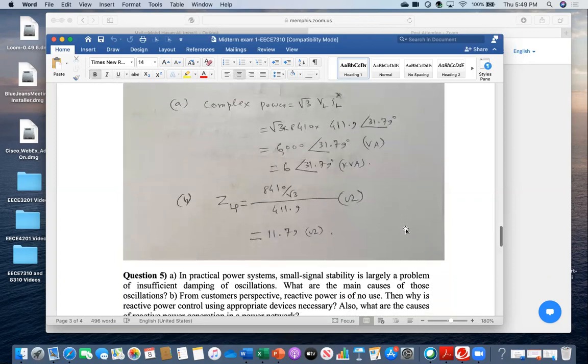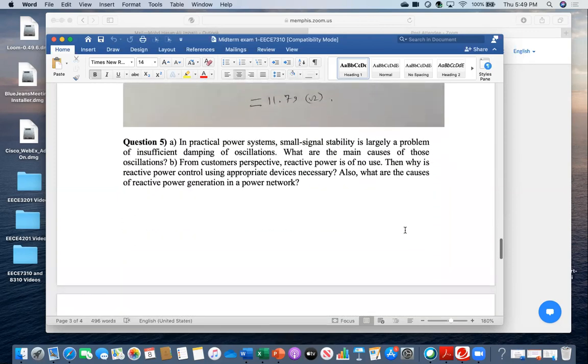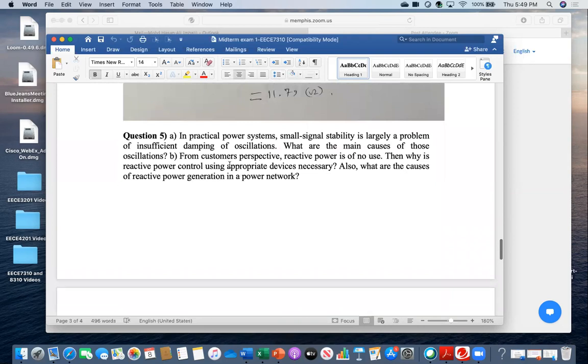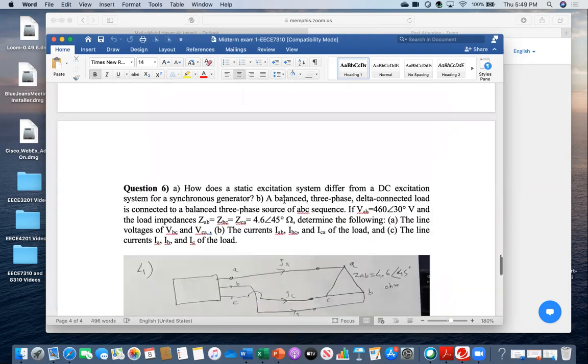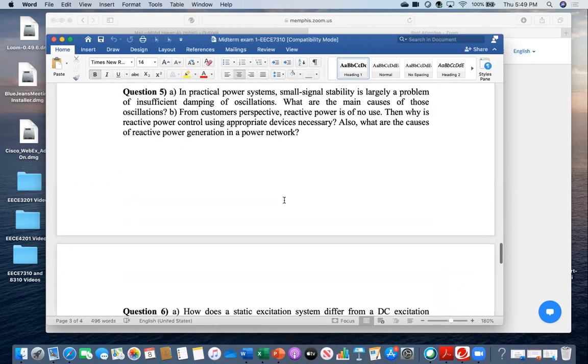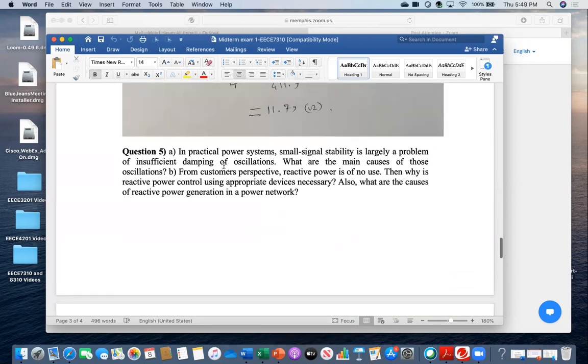Okay, so moving forward, here there is no numerical problem. In practical power systems, I think these two questions were probably different for Masters and PhD. In practical power systems, small signal stability is largely a problem of insufficient damping of oscillation. What are the main causes of those oscillations?